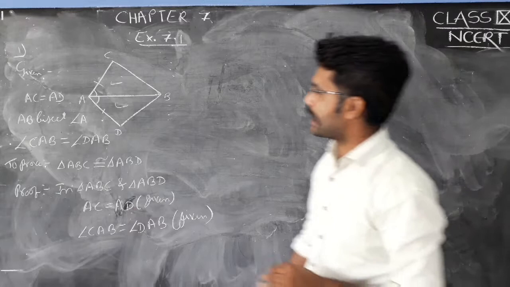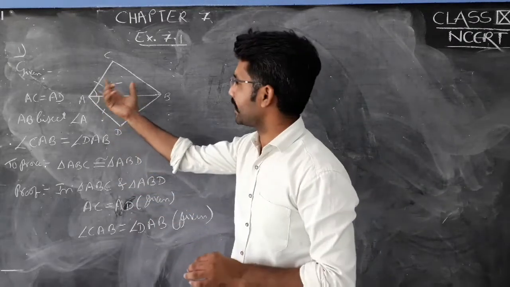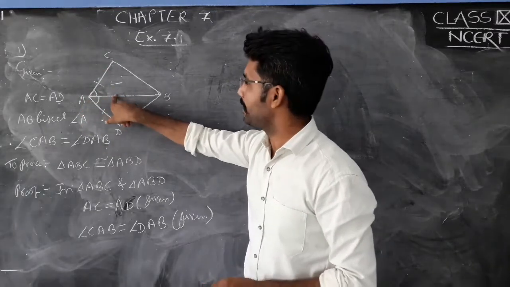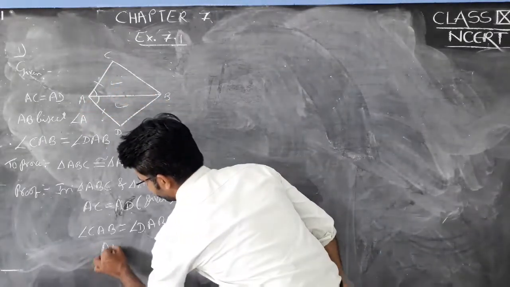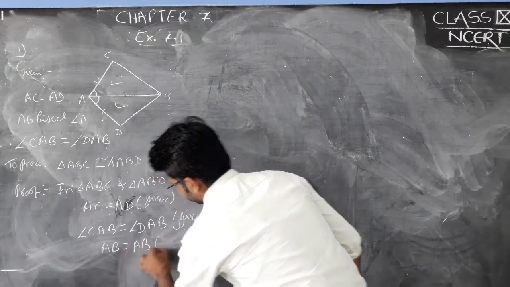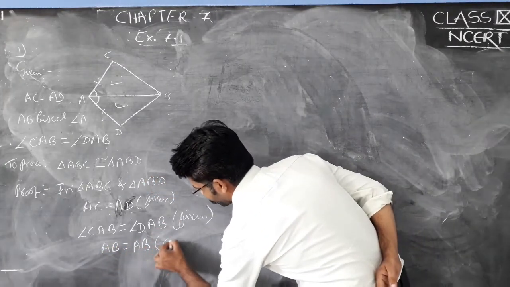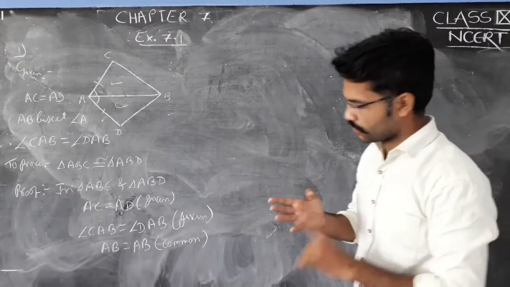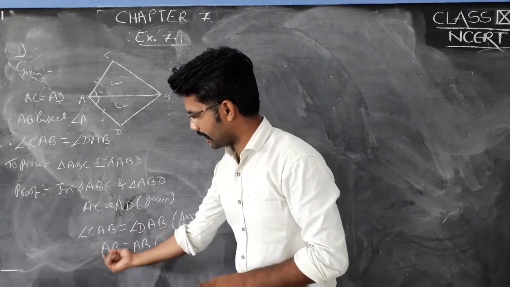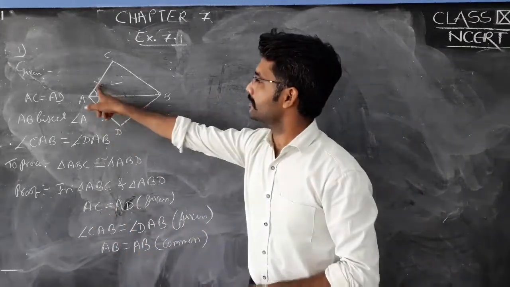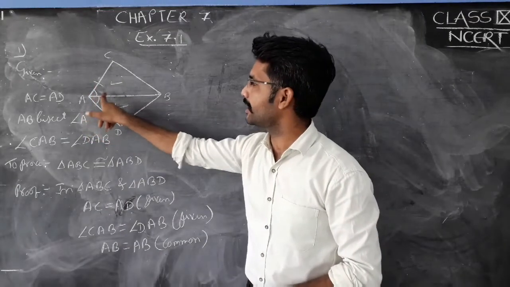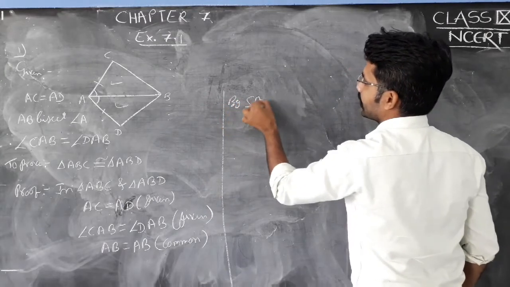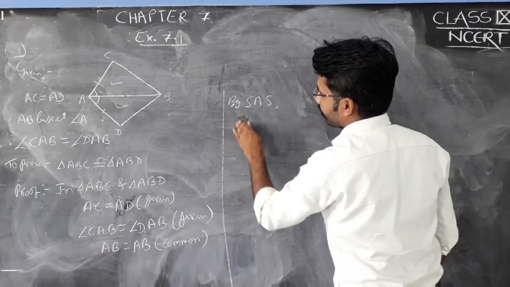Okay. The third thing which we have to take: side AB is common. In triangle ABC we have side AB. In triangle ABD we have side AB. So AB is common in both triangles. So AB equals AB, and it is a common side. Okay. Here we have shown three things. One side, then angle, and this side. So which property are we using? Side angle side.